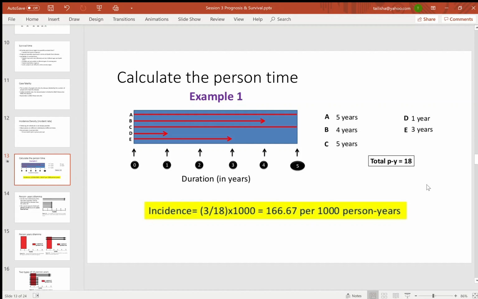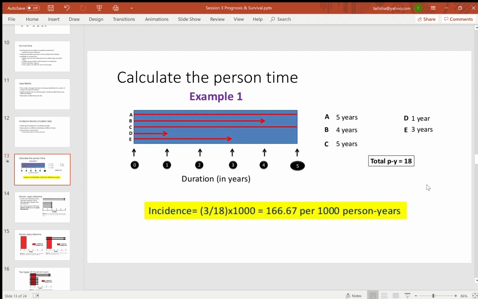Calculate the person time. So is the answer A, B, C, D, or E? What is the total person time in person years? Look at your patients. They're labeled A to E on the left. The duration of years in the study or under observation is also 5. And then you count how many years that they were observed for each. Patient A was 5 years, patient B was 4, C was 5, D was 1, E was 3, and you get a total of 18.